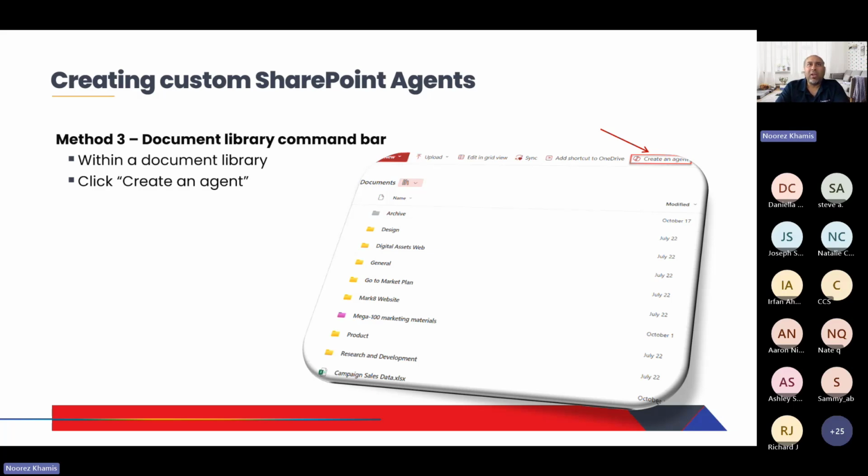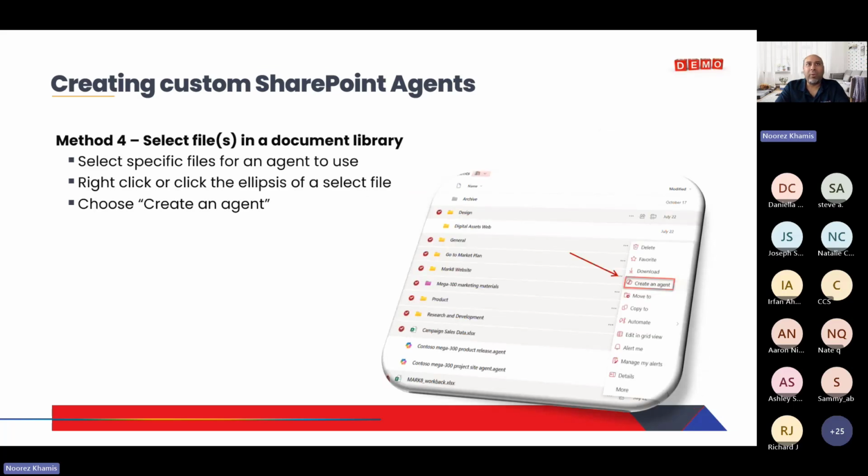The next way is right in the command bar on your document library, where you can create an agent that's scoped to the entire contents within your library. The next way of doing it is selecting certain folders and files and scoping your agent to where you want, by just clicking on those and then going to the command bar and saying create an agent, and it will be scoped to what you select.